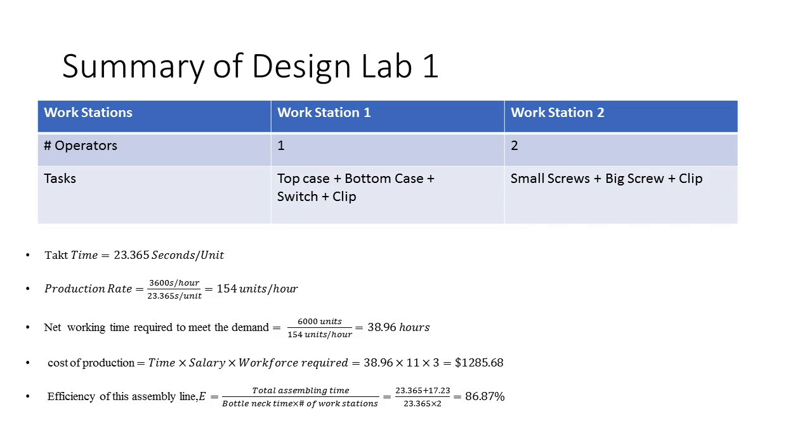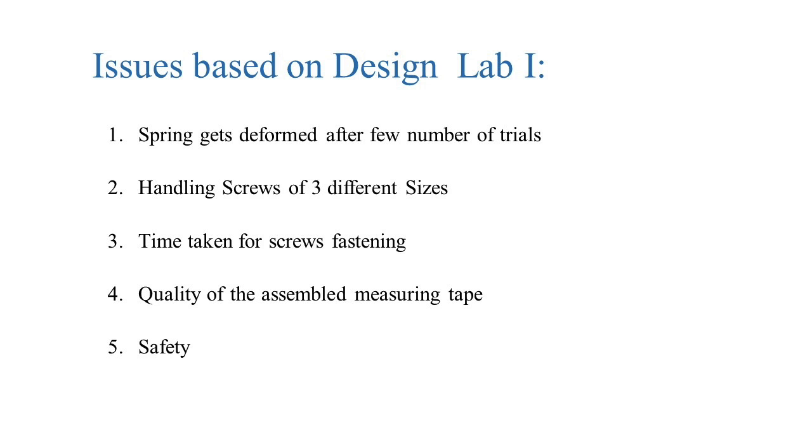Our takt time was clocked at 23.4 seconds per unit with a production rate of 154 units per hour. With these results, the net working time of our line would have been 39 hours at an efficiency of 86.7%, costing around $1,285.68.